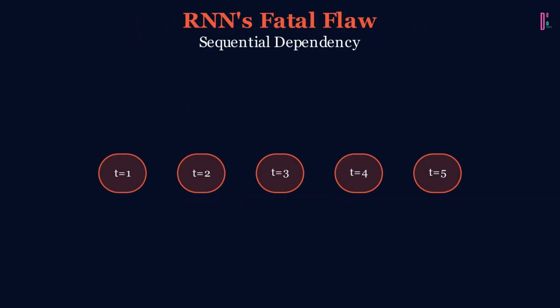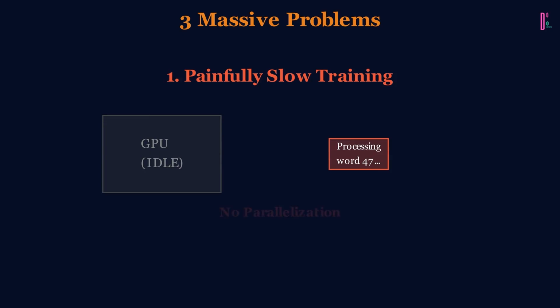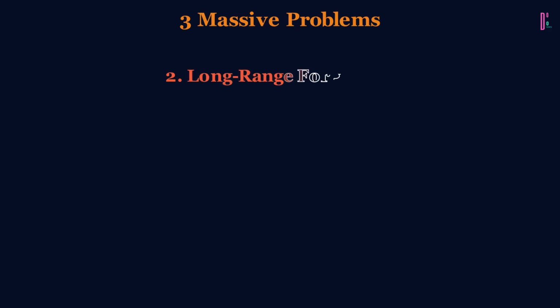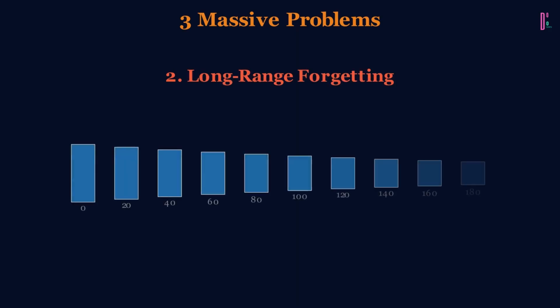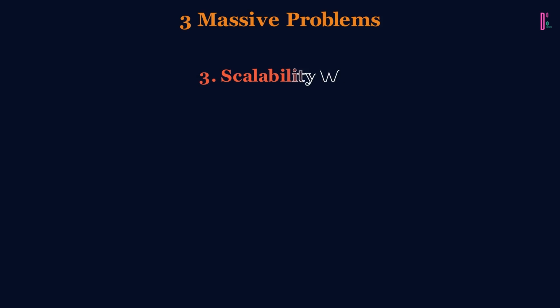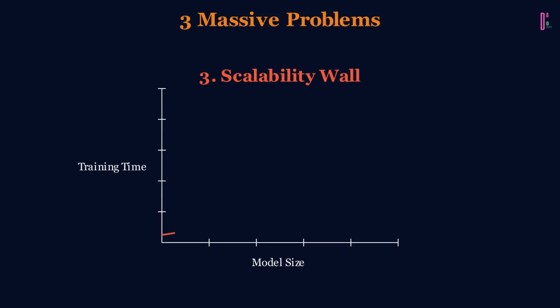Remember RNNs? They had a fundamental problem: sequential dependency. To process word 100, you must finish words 1 through 99 first. No shortcuts. This creates 3 massive issues. First, training is painfully slow. You can't use modern GPU parallelization. You're stuck in sequential mode. Second, long-range dependencies still vanish despite LSTMs. That context from 200 words ago? Mostly forgotten. Third, scalability hits a wall. Want to double your model size? Prepare to wait twice as long.